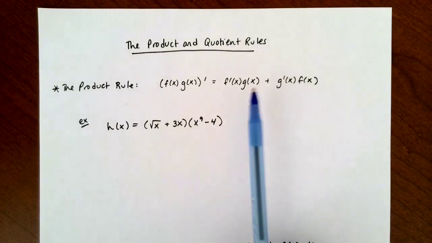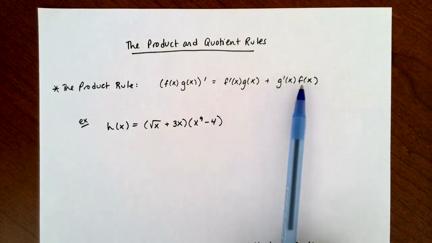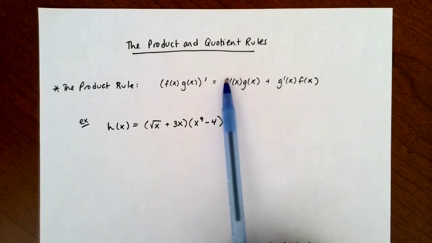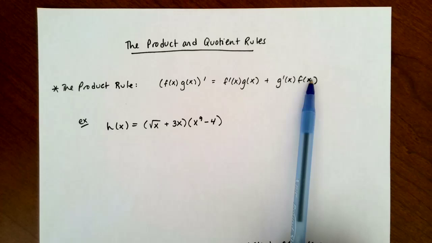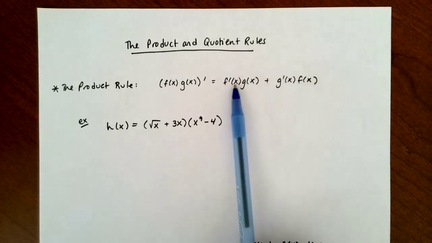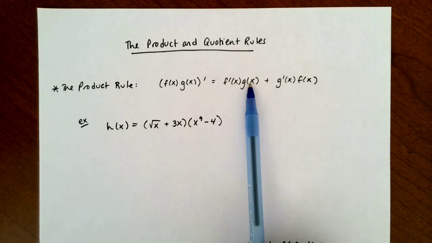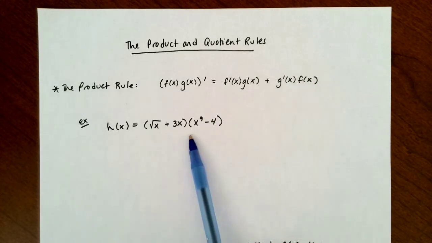Typically, I say this out loud, f prime g plus g prime f, so it has a nice ring to it and I can remember what order to put stuff in. Technically, the order here doesn't matter because you have this term plus this term. You could switch the order of addition, or within each term, f prime times g is the same as g times f prime. Okay, let's try our first example here.